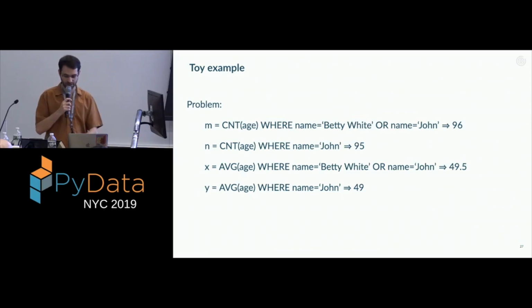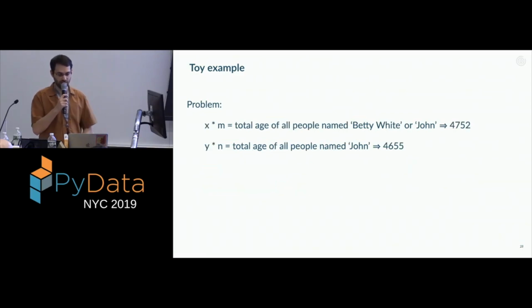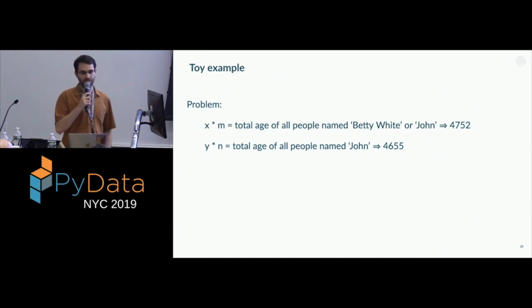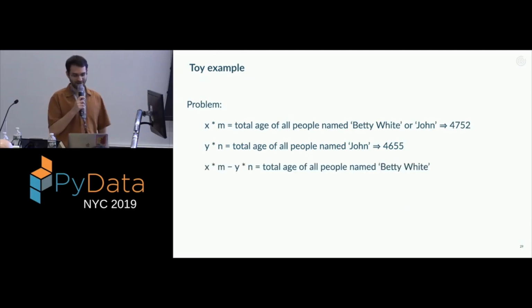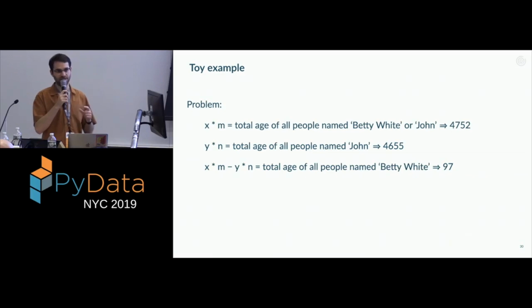Now we can take all these numbers and get two more pieces of data. We can get the total age of people named Betty White or John by multiplying the average by the count. And we can get the total age of all people named John by, again, multiplying the average by the count. And if we take the difference, we get the total age of all people named Betty White, namely the total age of the one person named Betty White, 97. So once again, we've leaked information about an individual, even though in theory we thought, oh, we're only querying averages of large groups. So it turns out we can make a slight modification to this algorithm, this technique, to ensure privacy.